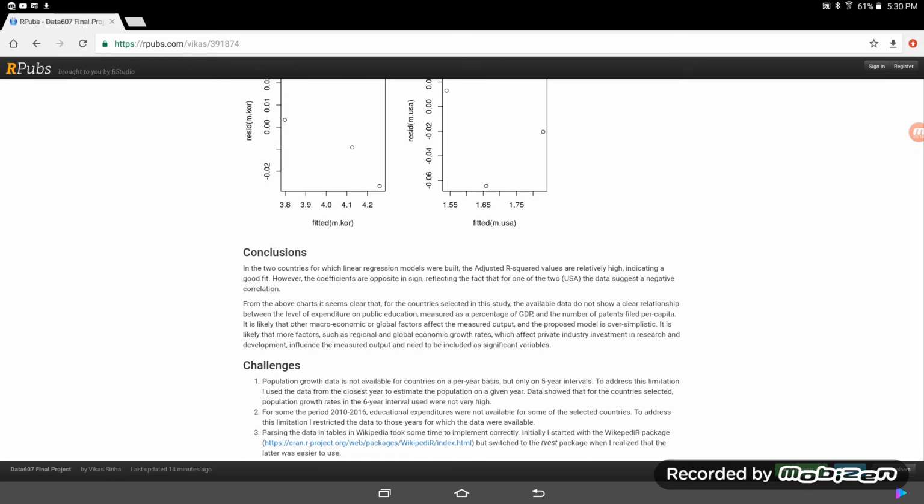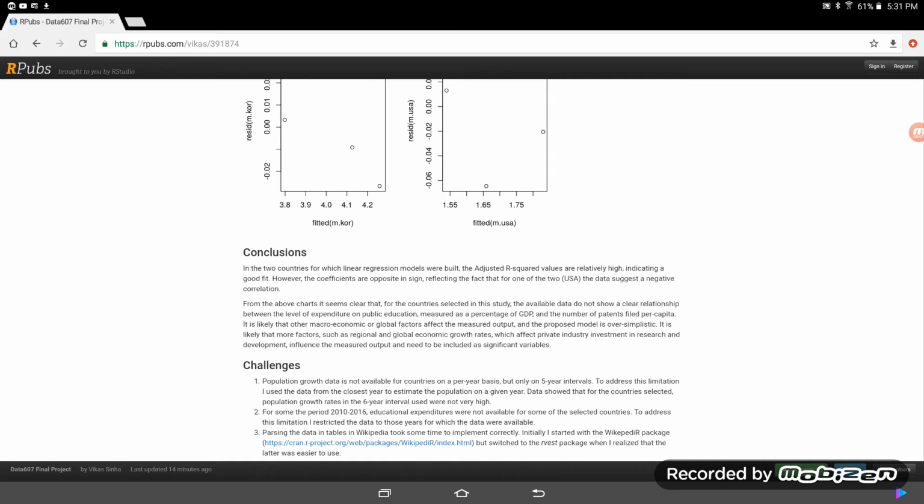Finally, my conclusion is that the available data did not show a clear relationship between the independent and dependent variables. In other words, between the level of expenditure on public education and the number of patents filed per capita. It is possible that because my model was simple, other global or macroeconomic factors needed to be included. And it's also possible that the number of patents is affected by private industry efforts, which would not necessarily be included in the factors in my independent variables.